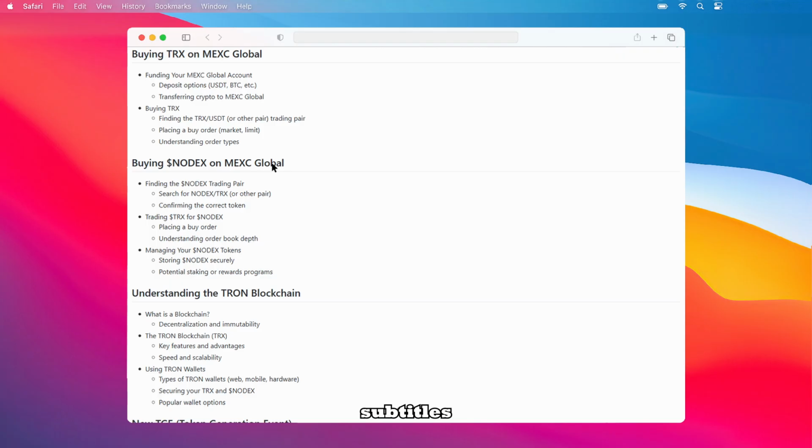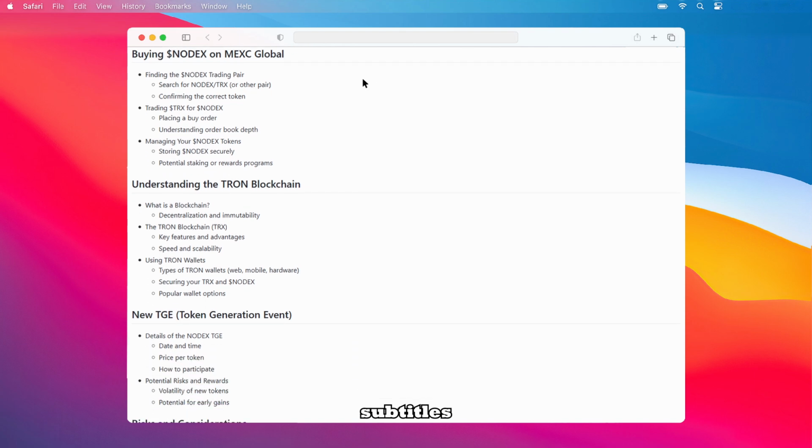Finally, we'll discuss managing your $NODEX tokens, storing them securely, and any potential staking or rewards programs that might be available. To give you a better understanding, we'll briefly explain the Tron blockchain, what a blockchain is, decentralization, and immutability. Then we will explain the key features and advantages of the Tron blockchain, its speed, and scalability.